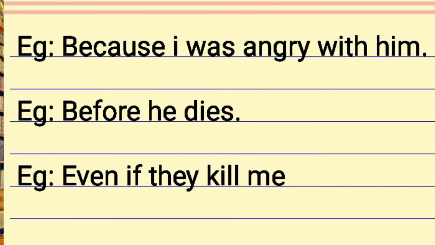For example, "because I was angry with them" is a dependent clause. I told you that subordinating conjunctions are always used at the beginning of a dependent clause. "Because I was angry with him" does not give us complete meaning, so another sentence is needed here. Another dependent clause: "before he dies". Before is a subordinating conjunction, used at the beginning of a dependent clause.